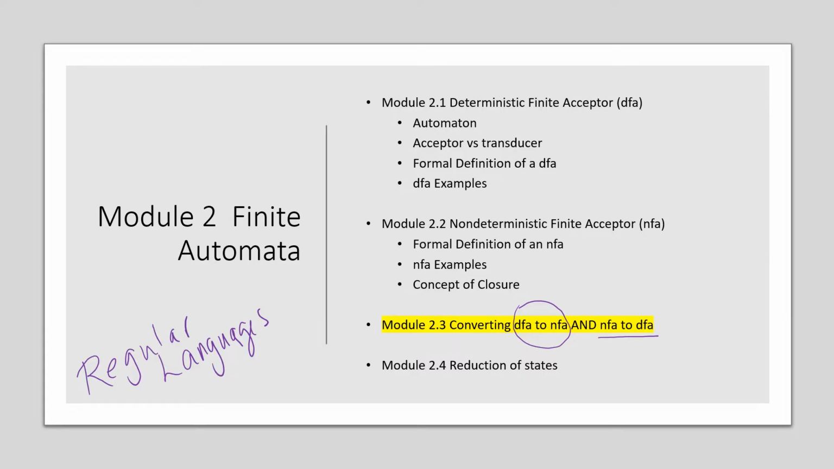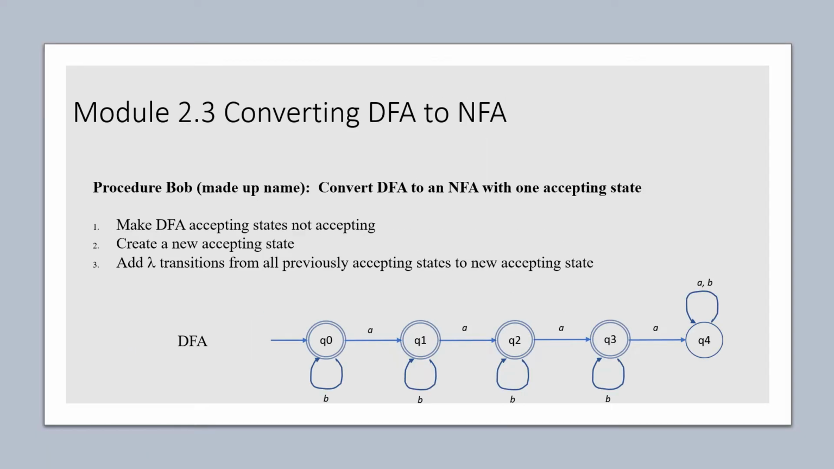So let's get started. First, we're going to convert a DFA to an NFA. The easiest way to convert a DFA to an NFA is to take the DFA and just convert it to an NFA with only one accepting state. Okay, it's still an NFA, and that is the easiest way to do it.